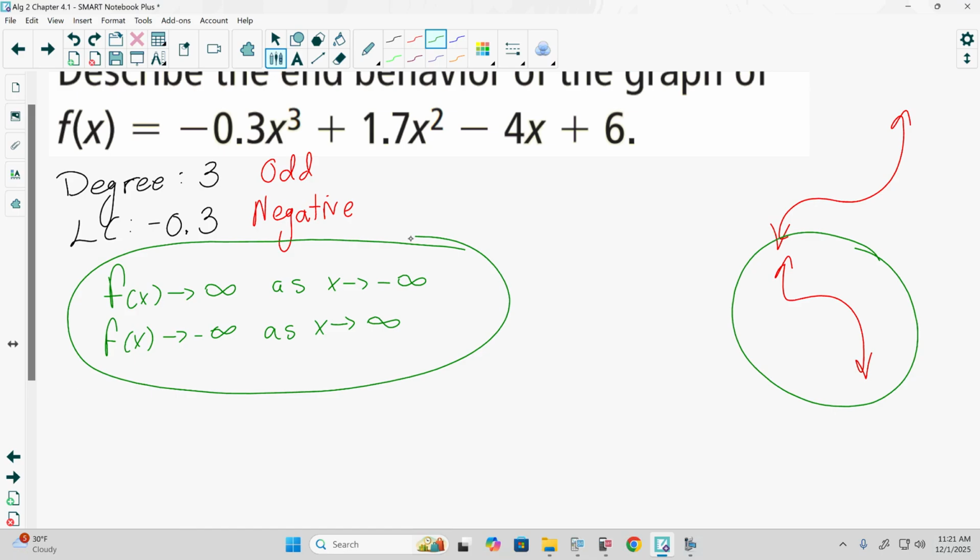Questions on this so far? Yes, sir. Odd? So since the degree is 3, 3 is an odd number? Yep.